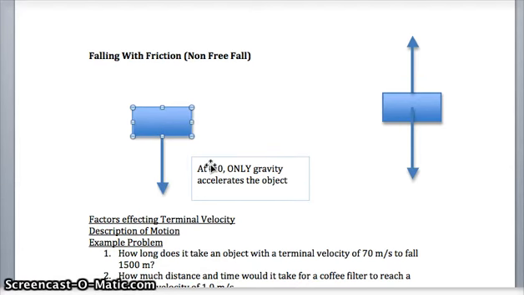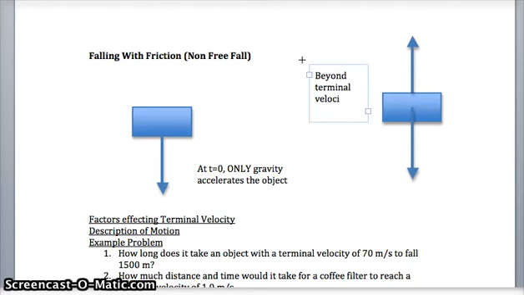But then, after some time, the force of friction, because more and more air particles knock into the object, eventually catches up. And while it never slows the object down, it reduces the acceleration to zero, so that the object reaches what's called a terminal velocity. And so beyond this stage right here, velocity is constant, and that's what's called the terminal velocity.